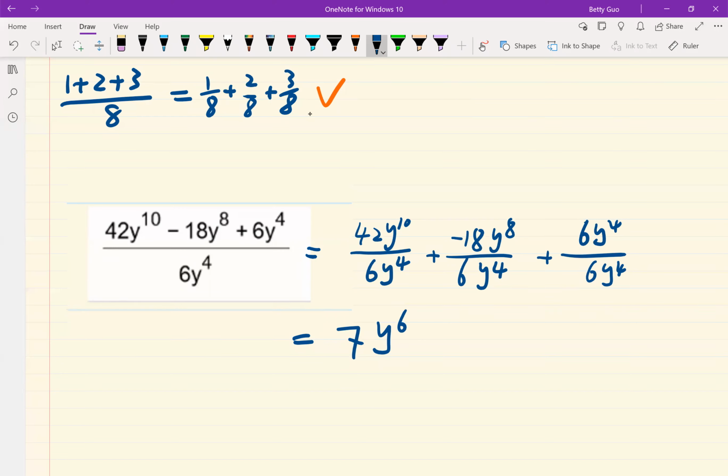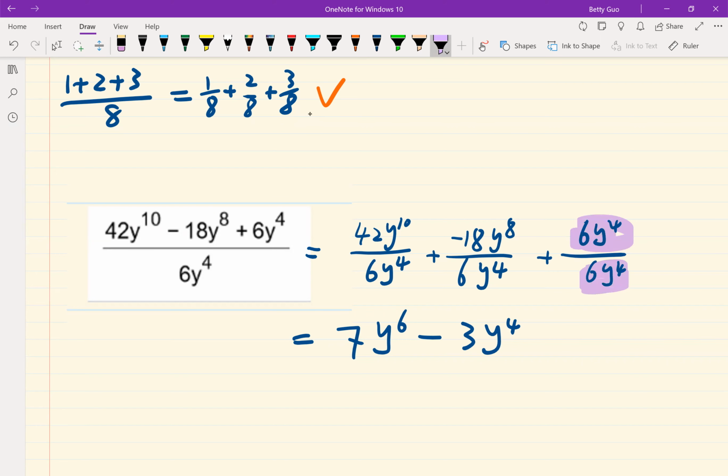Second term, negative over positive, so it's a negative. 18 over 6, 3. Power of 8 in the numerator, power of 4 in the denominator. 8 minus 4 is 4, so y to the power of 4th. Term 3, you see the numerator and the denominator are identical. Everything is cancelled, right? So you have a 1. Is that clear? All right.